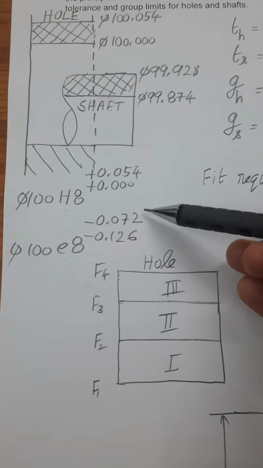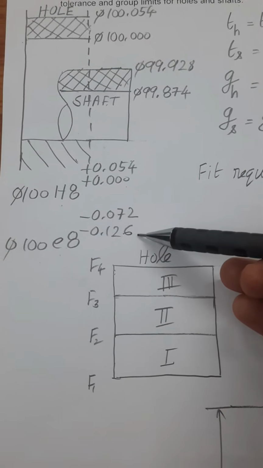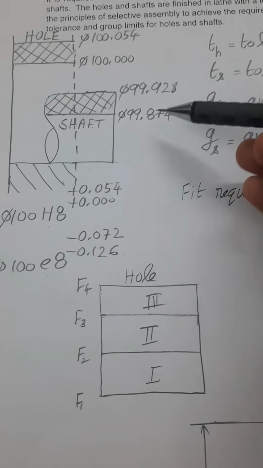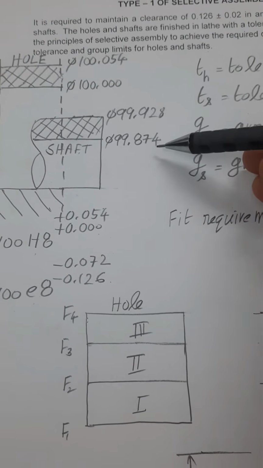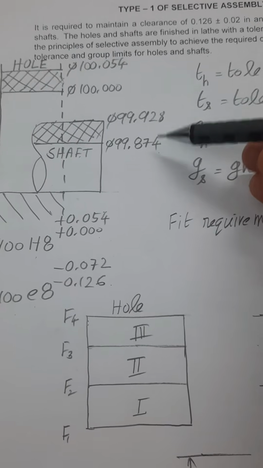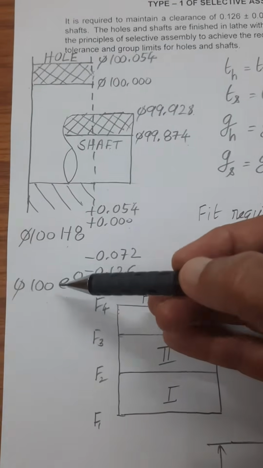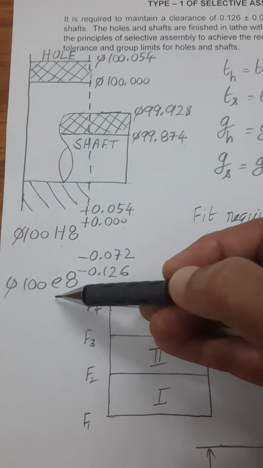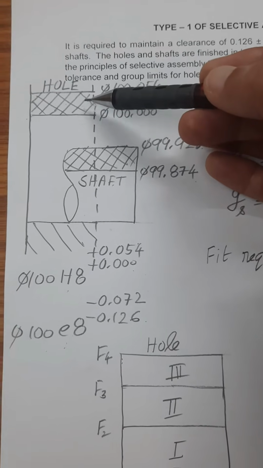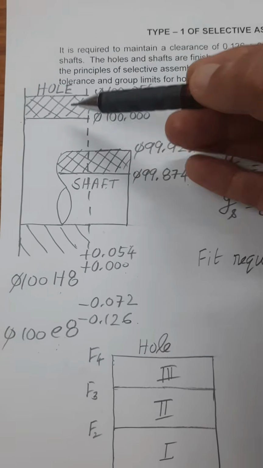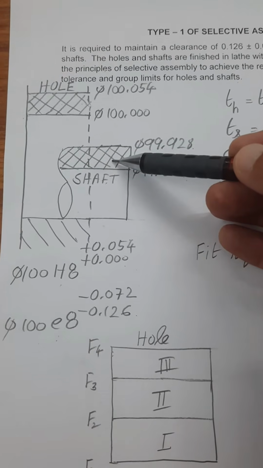The upper limit is minus 0.072. The lower limit is minus 0.126. So the size of the shaft is to be between 99.874 and 99.928 according to the 100 E8 tolerance. Now the tolerance zone is shaded here. This is the tolerance zone for the hole. This is the tolerance zone for the shaft.